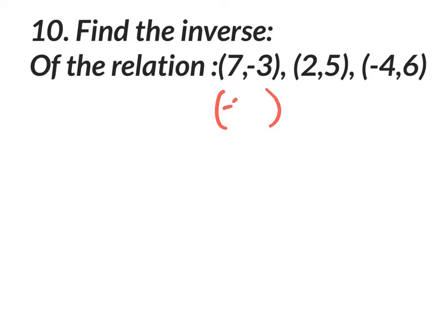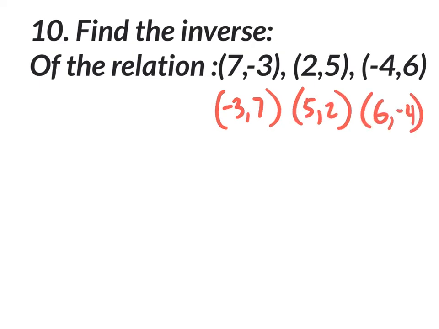What's negative 3 and 7. Second one, 5, 2. Last one, 6, negative 4. All you do is switch your x's with your y's. To find the inverse of a set of coordinates, all you do is go to each coordinate and switch the x's and the y's. That's like a free point on the quiz tomorrow.